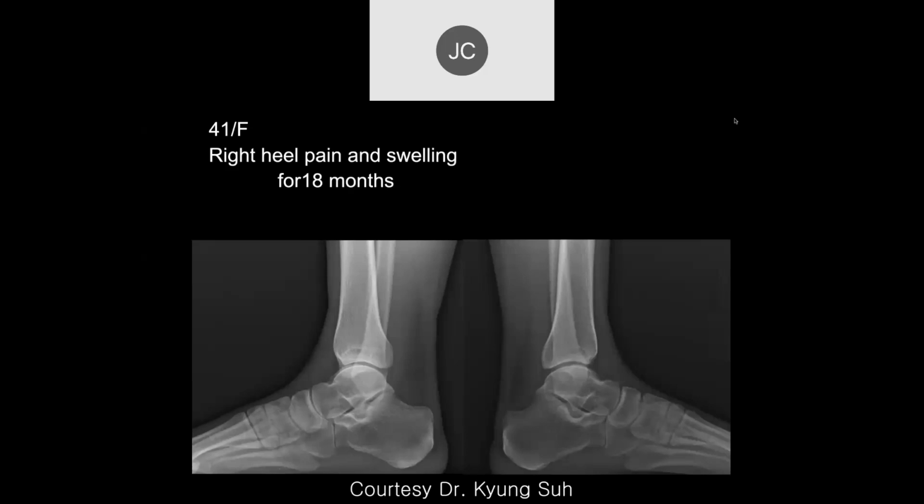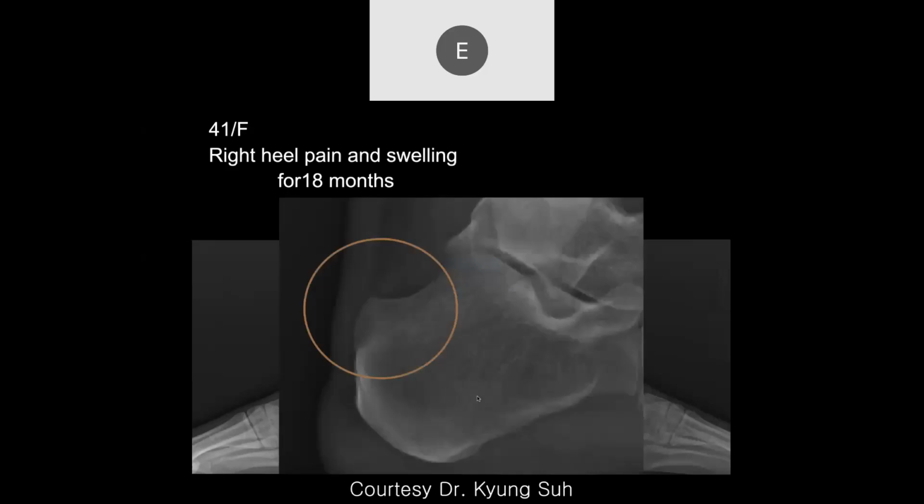So, a 41-year-old with right heel pain and swelling for 18 months. So we have the bilateral hind feet. The right foot, which is on our left, I think we're looking at the Haglund deformity, maybe. Or do they have bilateral Haglund deformities?